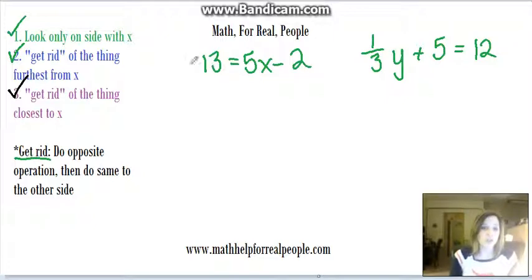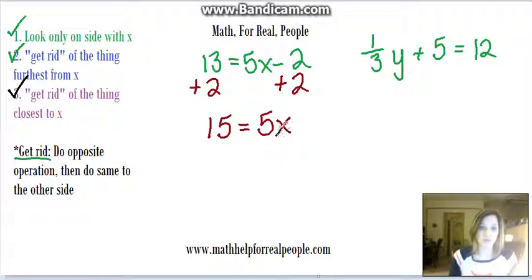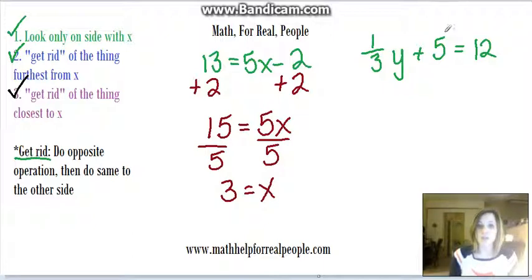Okay, good. So, what you should have done is looked only at the side with x. It's okay that x is on this side. It doesn't matter, as long as you're only looking at the side with x. And then you go ahead and get rid of the thing furthest away from it first. So it's subtracting 2, so you need to do the opposite, add 2 to get rid of it. Do the same thing to the other side. So now you're left with 15 equals 5x. Now get rid of the thing closest to it. It's being multiplied, so you must divide. You must do the opposite. So you divide by 5, and you get 3 equals x. Great. Plug it in, check it, make sure it checks.